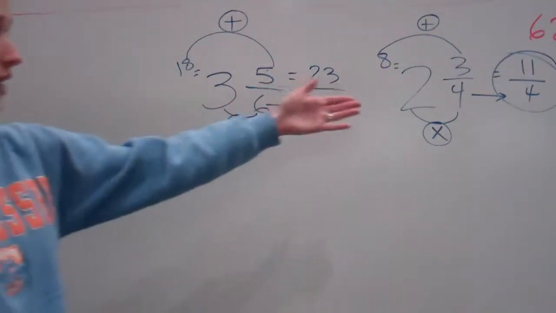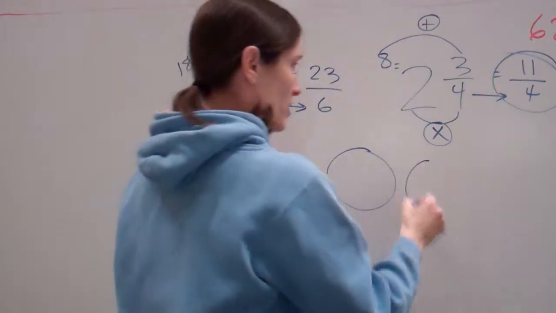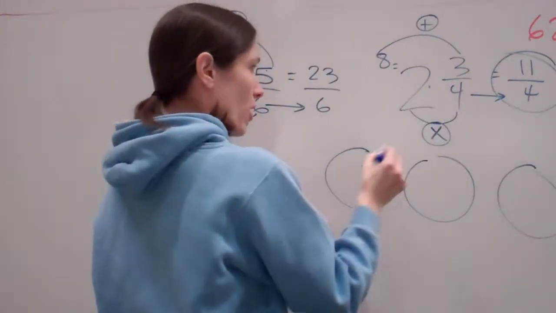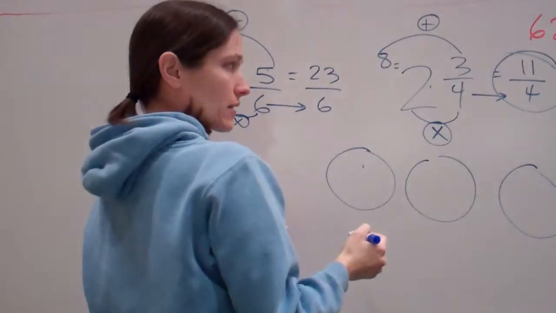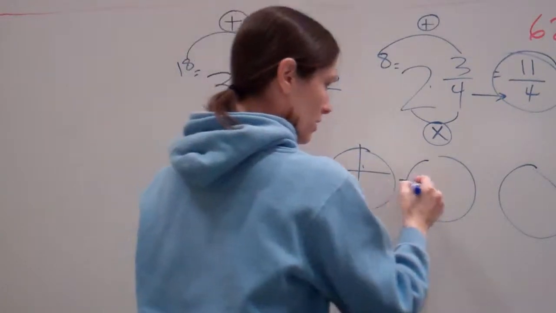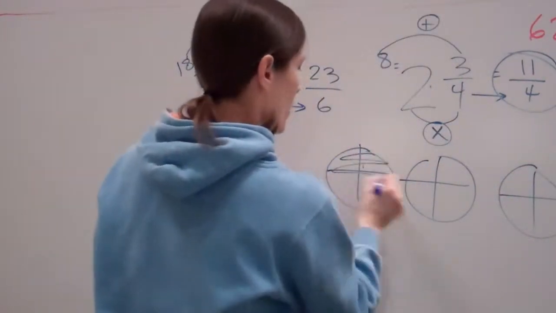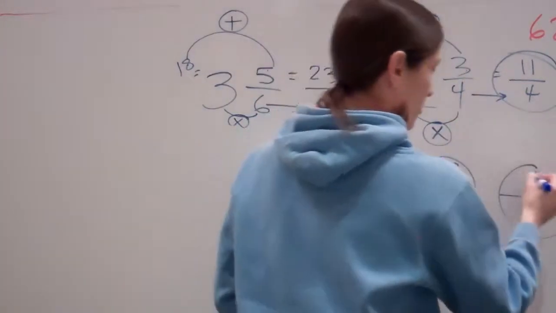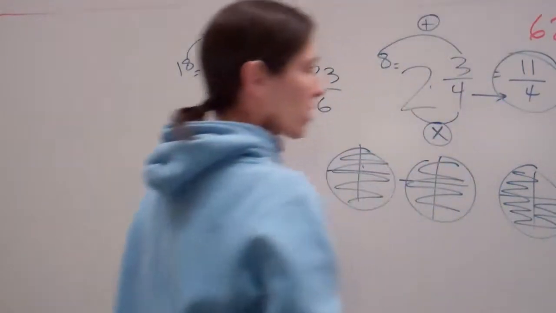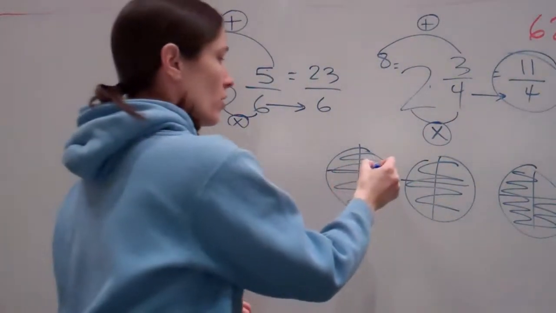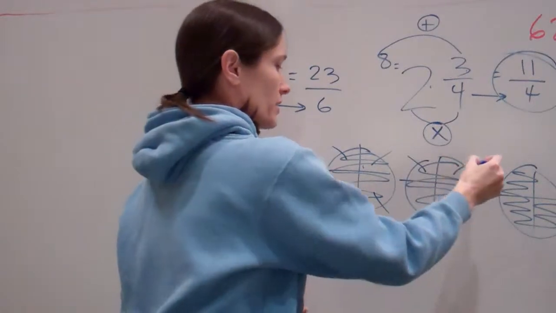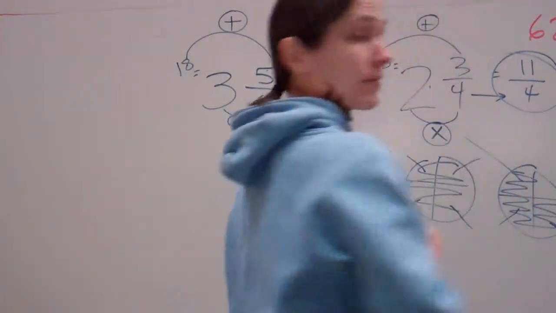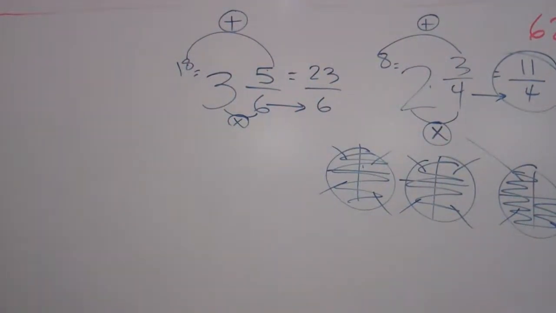Okay? If you wanted to do it visually, we would have 2 whole pies, and they're cut into how many slices? 4. Okay, and I have 2 whole, and then 3 out of the 4. So how many slices total? 1, 2, 3, 4, 5, 6, 7, 8, 9, 10, 11 out of 4. Got it? Yes.